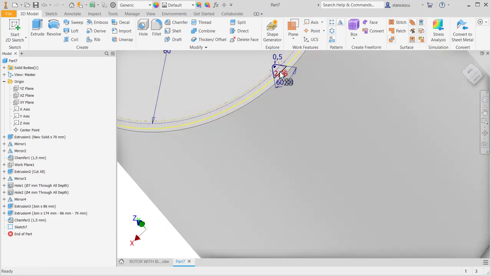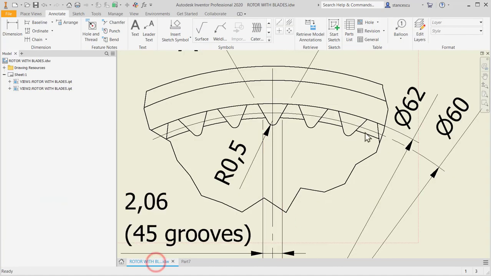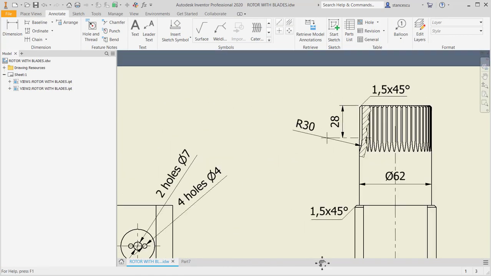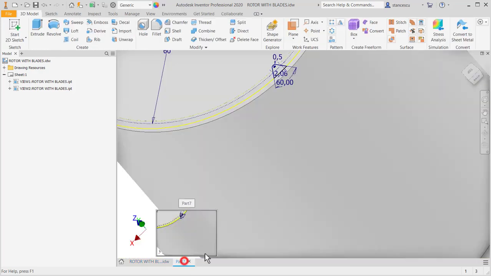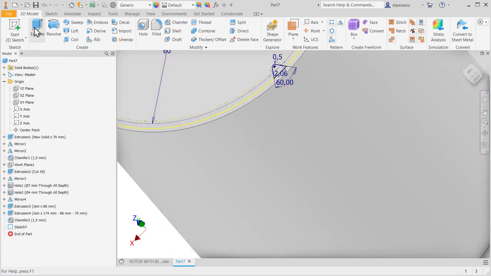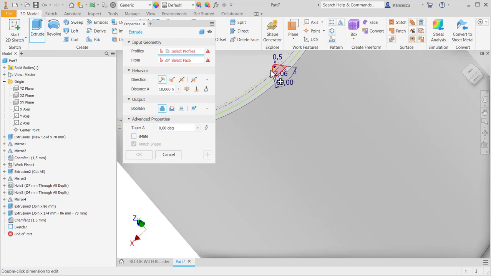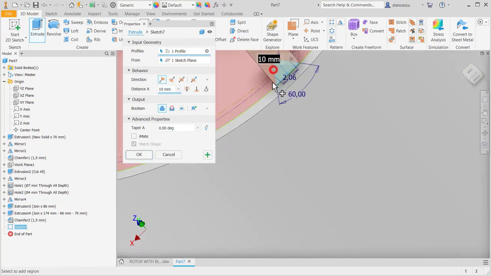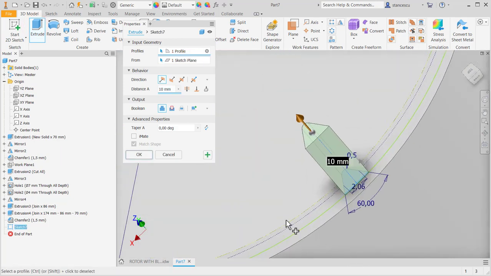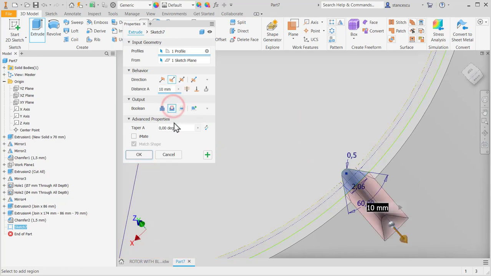And now I apply extrude on a length of 28. Remember radius 30 here. 28. Cut. Extrude this tiny area the other direction of 28.